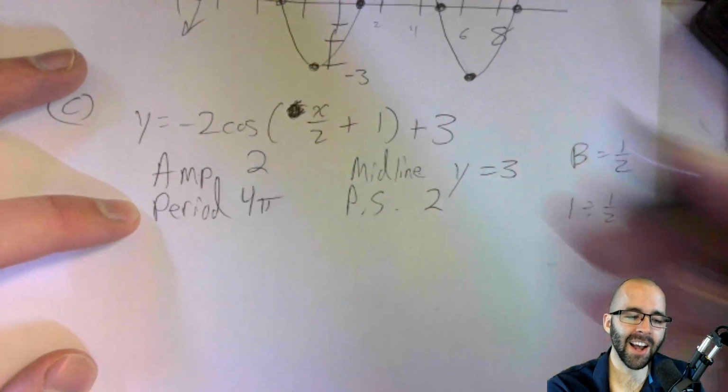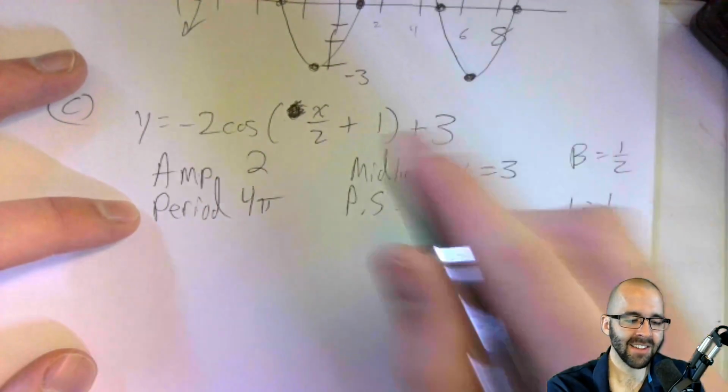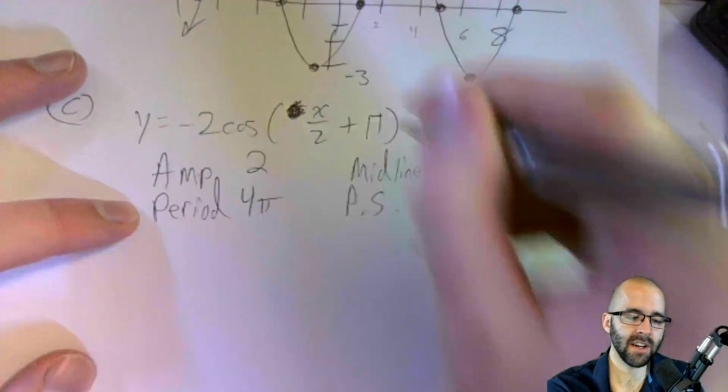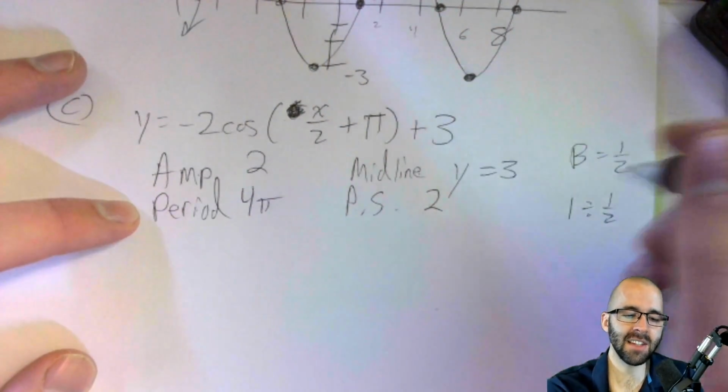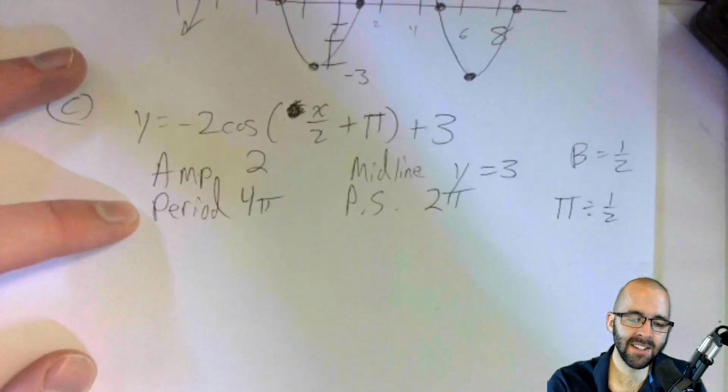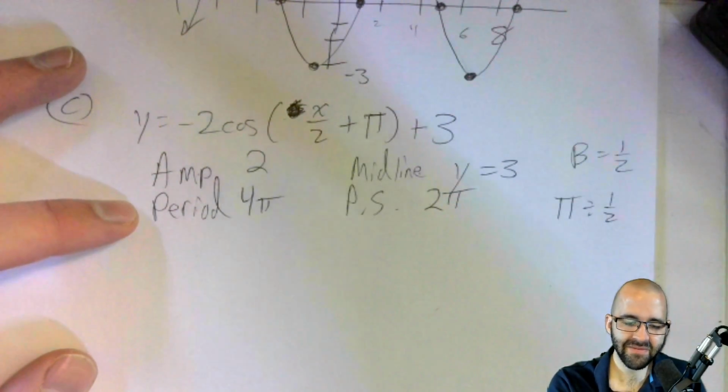Ooh. I don't want to make it this nasty, actually. Let's slightly change this over here to a pi. Let's have C be pi. So pi divided by 1/2 is going to be 2 pi, is our phase shift.